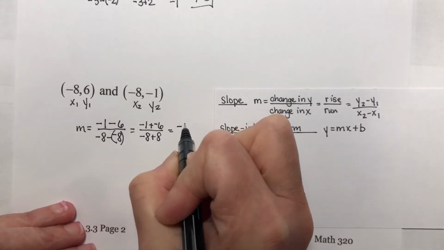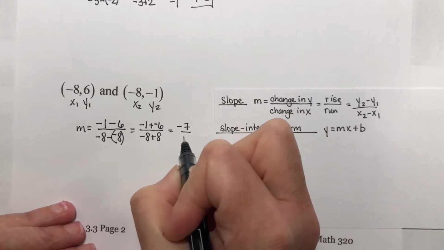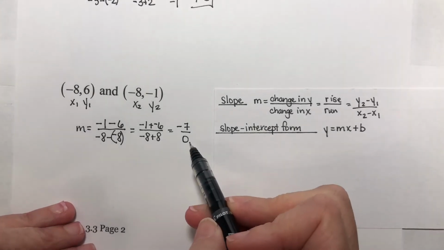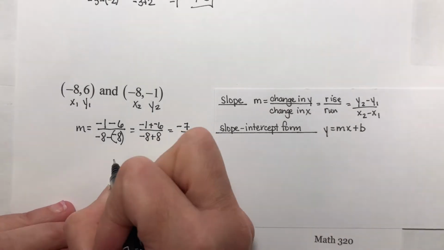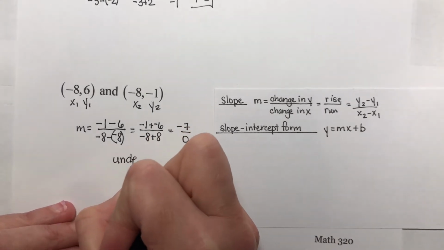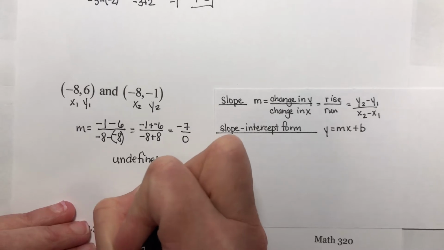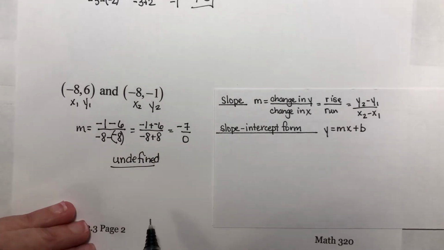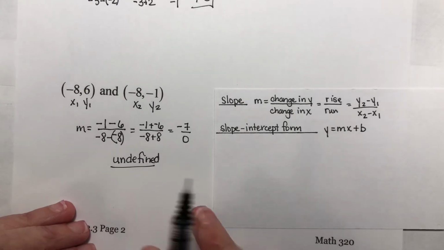This gives me a -7 in the top. This gives me a 0 in the bottom. Now remember, if you have a 0 somewhere in it, it's either going to be a horizontal line or it's going to be a vertical line. Your slope is either 0 or it's undefined. Under the line, it's undefined. If you were to plot these two points, you would see that they make a vertical line.